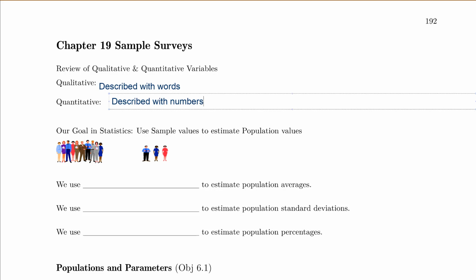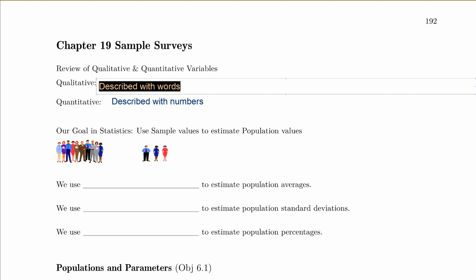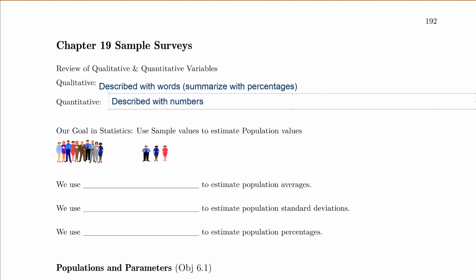Now, the reason we care about this is that whether we have a qualitative or quantitative variable is going to affect the way we want to summarize it. If we're describing something with words, then we summarize with percentages. This won't really come into play here as much as it will in the next couple chapters. If it's described with numbers, then we want to summarize with averages. Those aren't the only things we can use to summarize, but that's what we're going to be doing for the next few chapters.